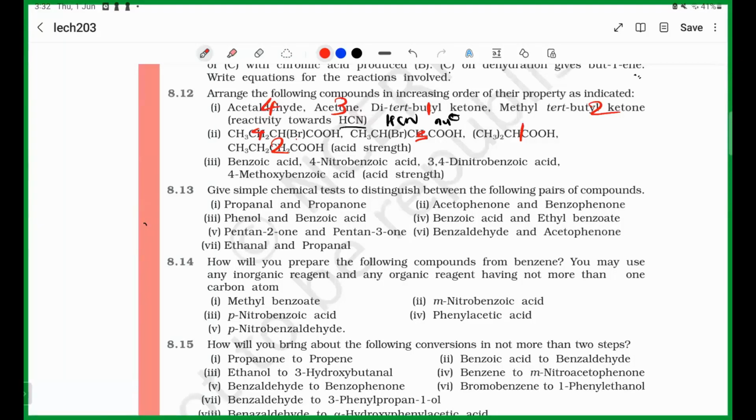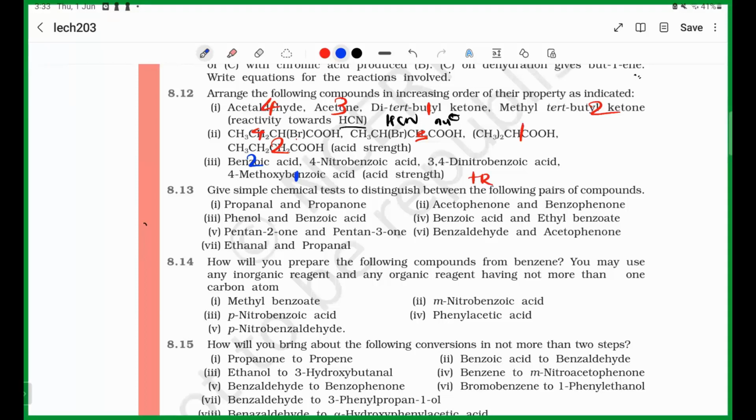Now for the third one: benzoic acid, nitrobenzoic acid, 3,4-dinitrobenzoic acid, and 4-methoxybenzoic acid. Acid strength. Again we look at the electron donating and withdrawing groups. Out of these, only the methoxy group is electron donating, through the plus R effect. So it's the weakest acid because it has an electron releasing group. That is 1. Then you have benzoic acid, which does not have any functional group making it an electron donating group. Well, the benzene ring by itself is electron donating, but since everything has a benzene ring, I'm just comparing.